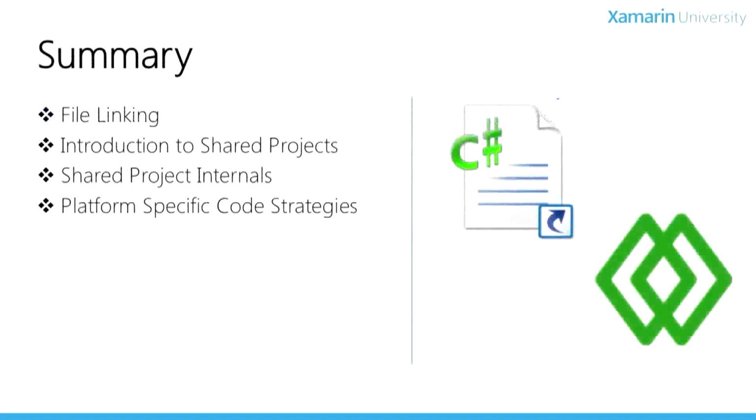So let's summarize where we're at. We've looked at our first technique for sharing code at the source level, and we built an application that uses a shared project. Remember, you can also use file linking on older versions of Visual Studio, but it's not as nice, but ultimately it works the same way.